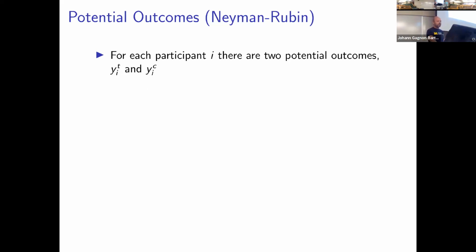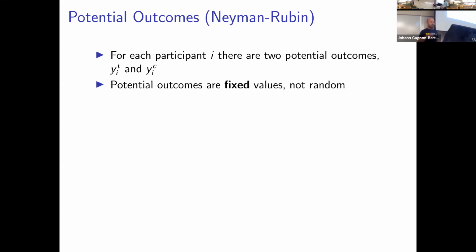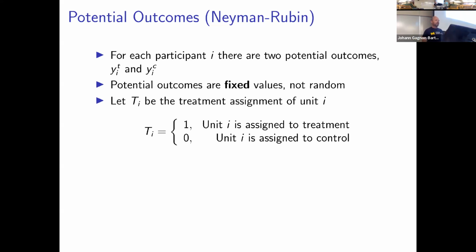Okay, so formalizing this a little bit with some notation, for each participant i we've got two potential outcomes, Y_i(T) and Y_i(C). We are going to think of these as fixed values, not random. Another way of saying this is we're going to think of Y_i(T) and Y_i(C) as intrinsic properties of each person, which can be arbitrary from one person to the next, so not necessarily part of any larger distribution.